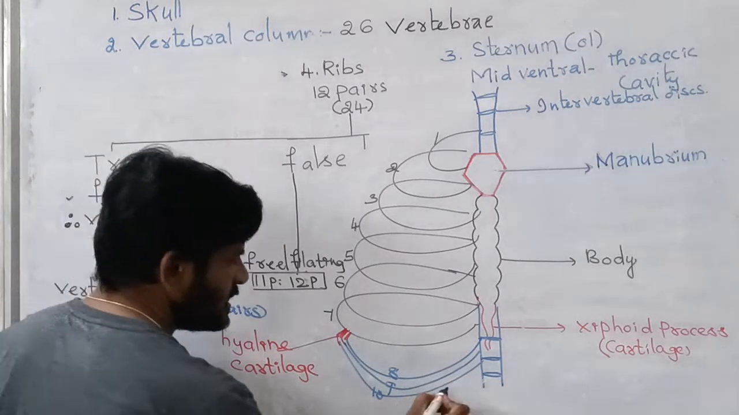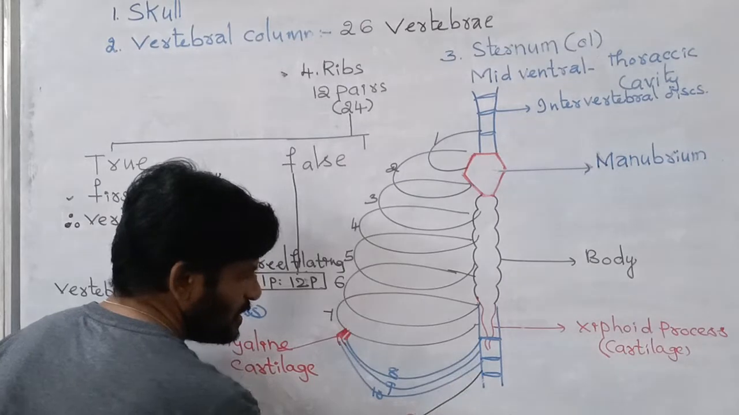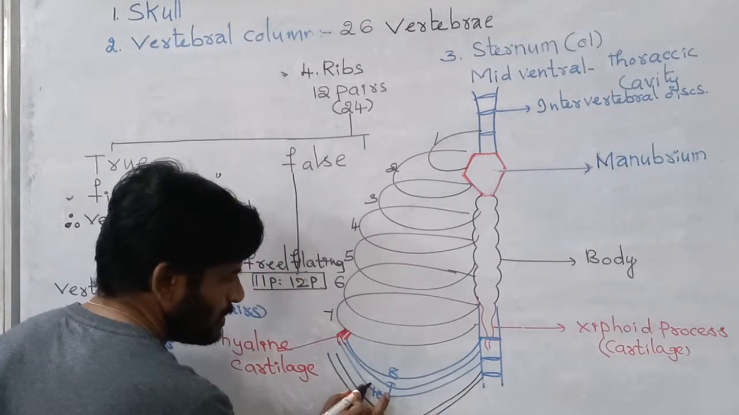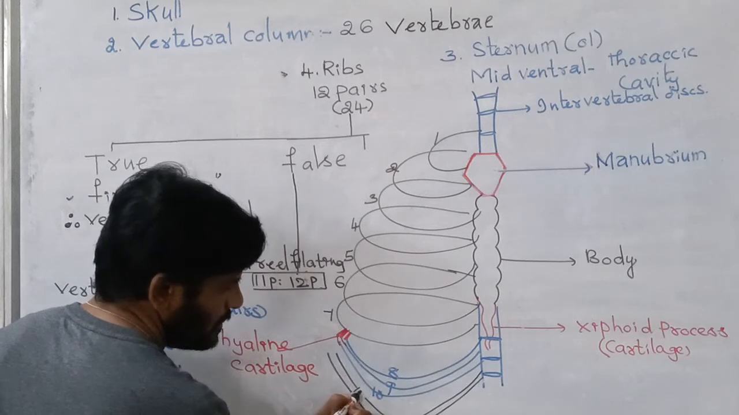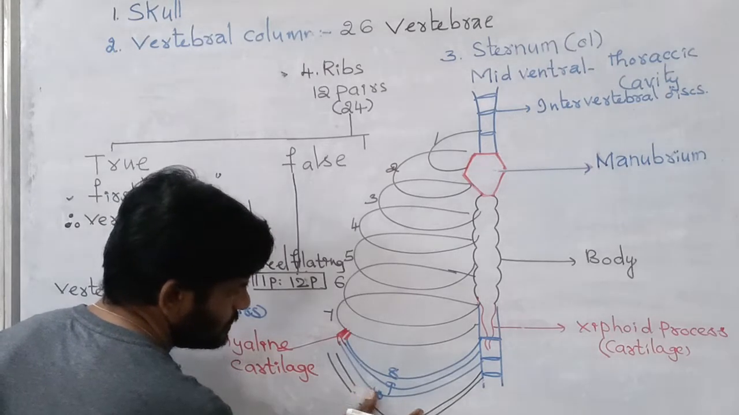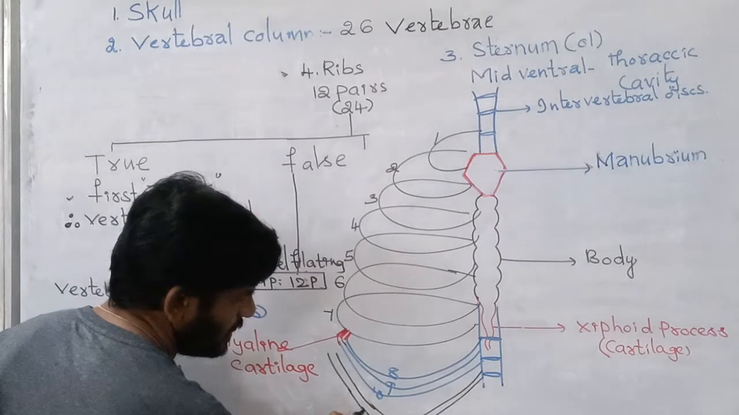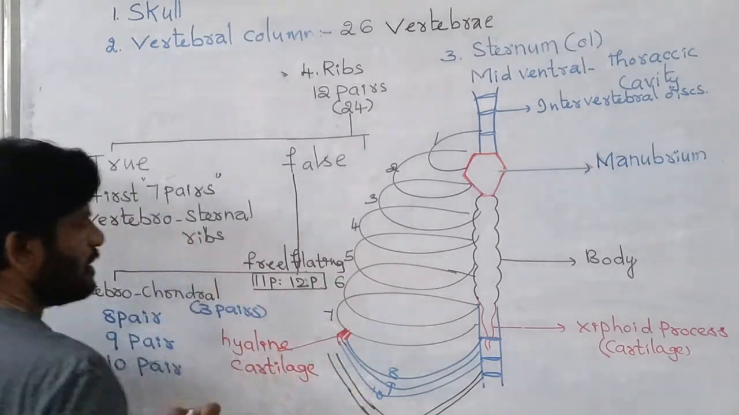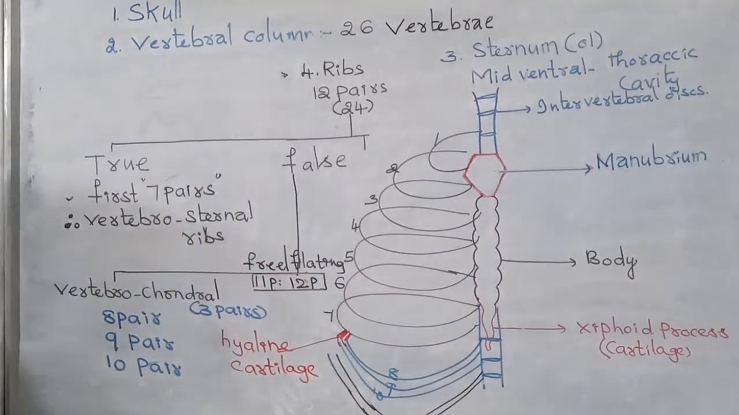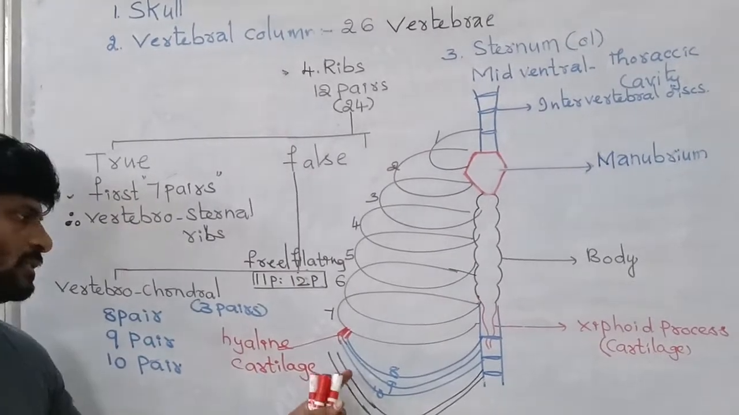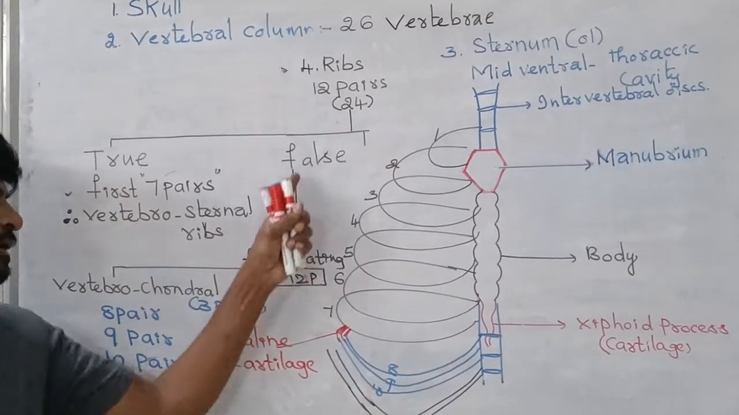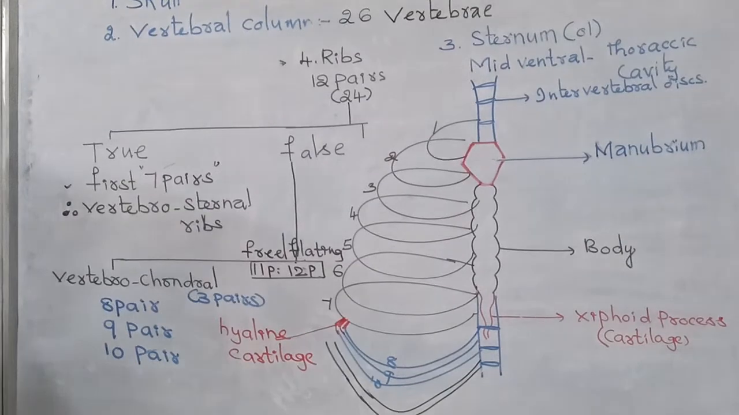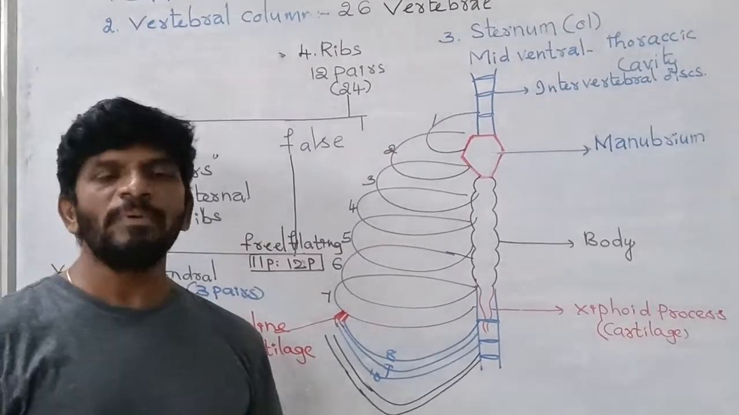So, see this. This is the 11th pair and 12th pair. They are not touching any other part. They are called free floating and also false ribs. Therefore, ribs are 12 pairs.